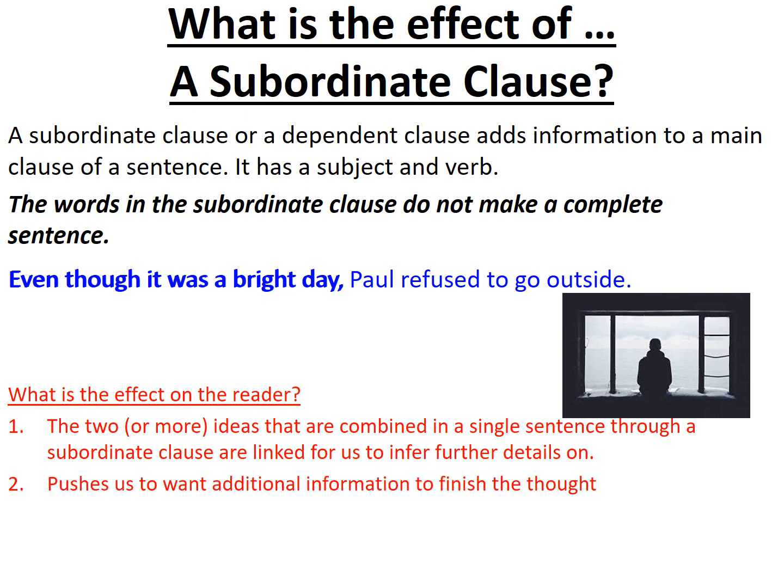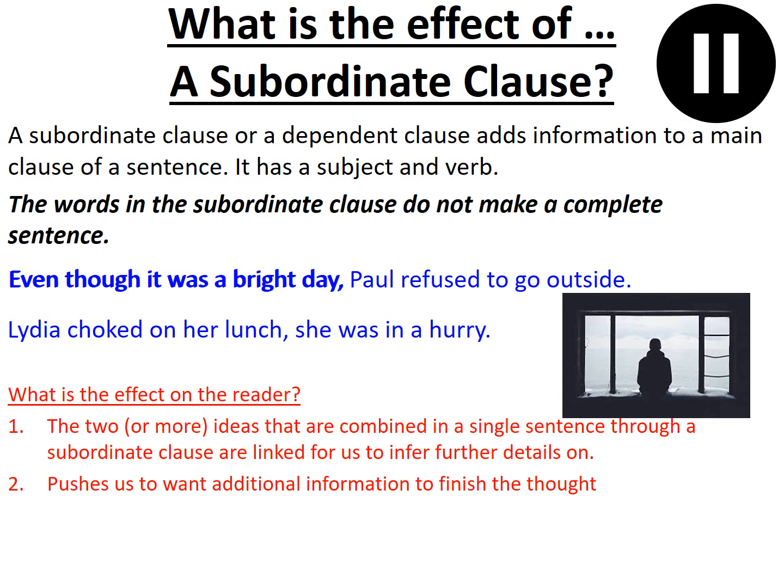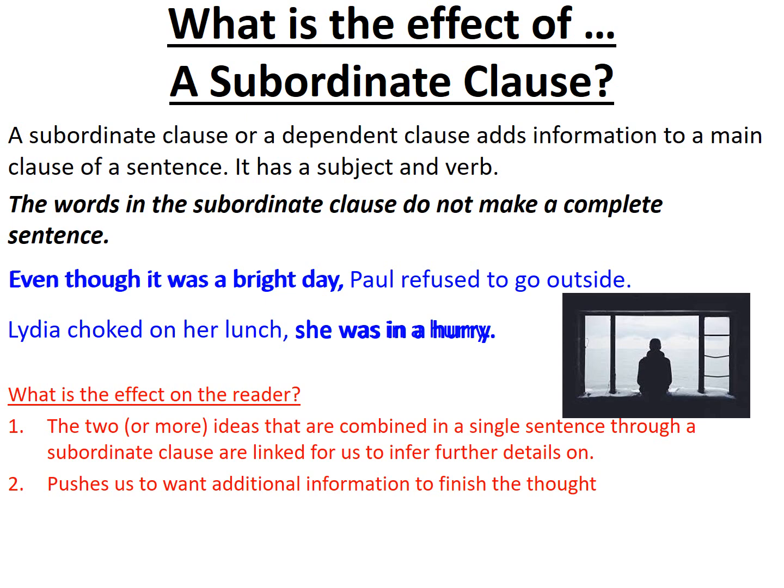Let's take another example now. Lydia choked on her lunch. She was in a hurry. Hit pause as you identify which part of this sentence contains the subordinate clause, and be ready to explain why. So, how did you get on? Well done if you correctly identified that it was the second half of the sentence after the comma, which said she was in a hurry. We're left pondering, why is she in a hurry? What's happening? Why is it important?